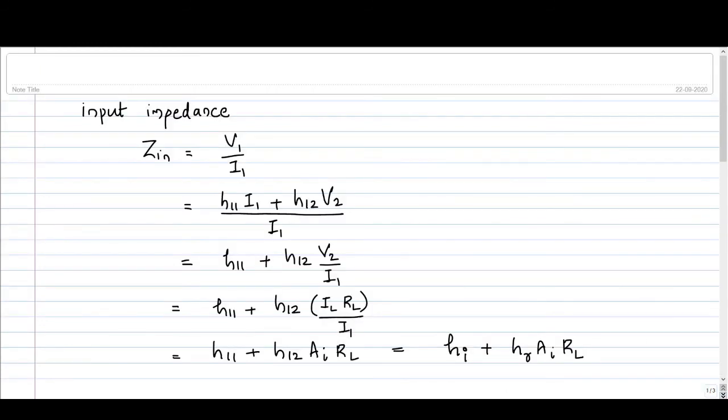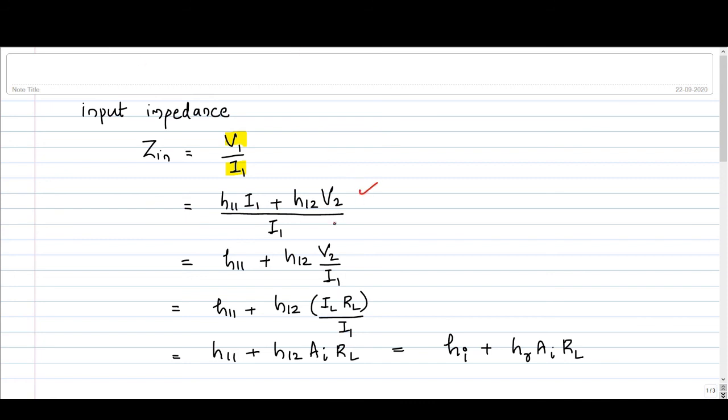We can now derive an expression for input impedance. So input impedance is V1 divided by I1 with all other independent sources in the network deactivated. But in our particular network, we have only one independent source, VG, and that is connected on the input port itself. So there is no other source to deactivate. So it is simply V1 by I1. We have to just take the ratio of V1 to I1. So V1 is H11 I1 plus H12 V2.